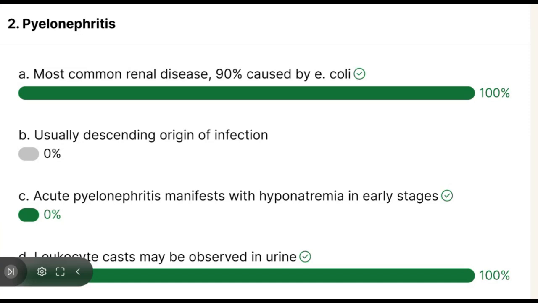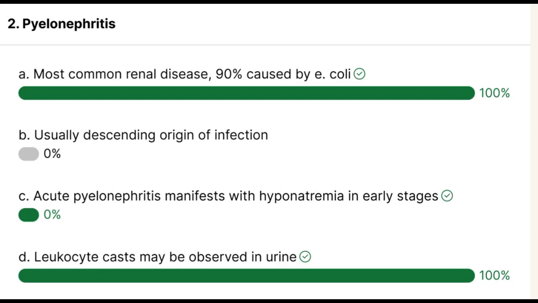Okay, so you've gotten most of the answers, right? So the first one, yes, it's true because these tend to be fecal contamination of probably the urethra and then an ascending infection from there. So that's why the second option is false because it's usually ascending unless you have some sort of obstruction and you have a blood-borne infection that's able to infect the kidneys.